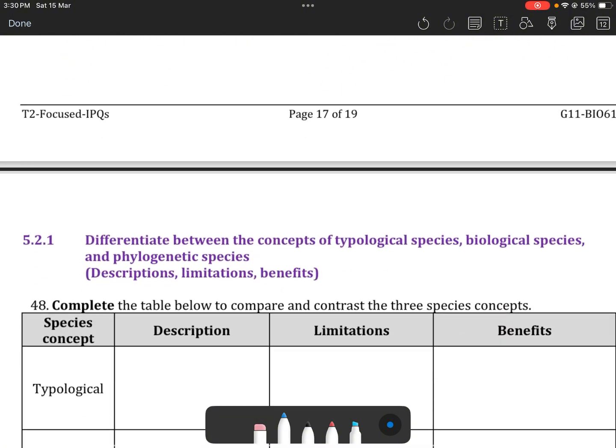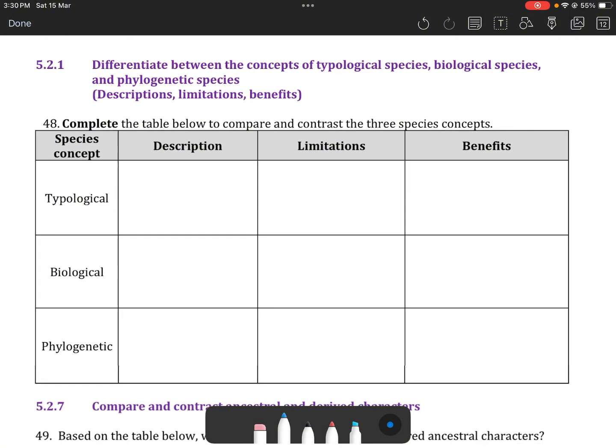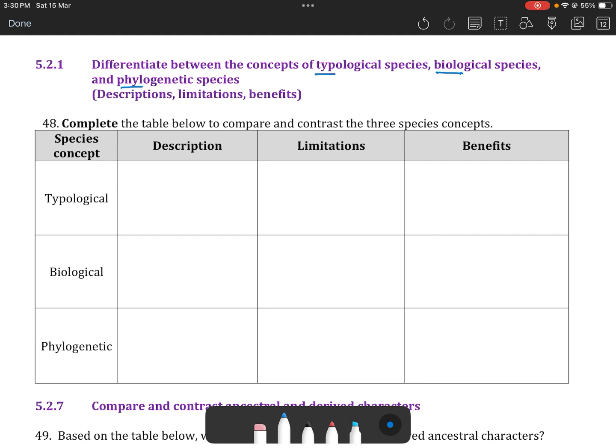That's the answer. Differentiate between the concept of the typological species, biological species, and phylogenetic species. You need to learn again the keywords over here. If you learn the keywords, it will be very easy for you to answer this table. So typological species, description, limitations, and benefits.